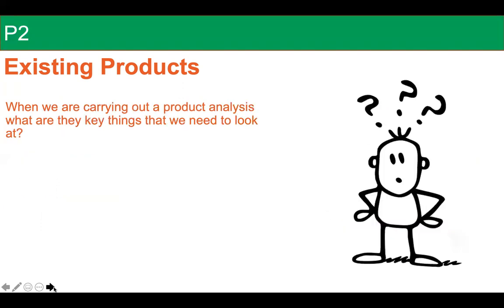Okay, so thinking time. I know it says partner two at the top there, but you can be doing this by yourselves, or if you have somebody there to help you, perhaps you could ask them these questions and talk about it together. When we're carrying out a product analysis, what are the key things that we need to look at? I'll give you some thinking time now.